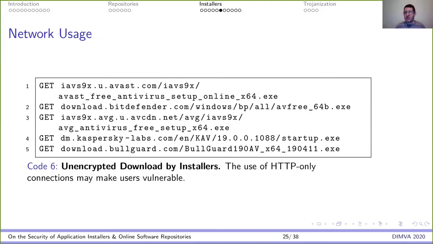Since most of the installers that we evaluated were downloaders, we investigated how their connection was performed and how they traffic data. What we discovered is that a significant number of them traffic data in clear, over an unencrypted connection. As you can see here, some examples, most of them antivirus software. I don't know why they made this project decision, but most of them traffic data over an unencrypted connection.